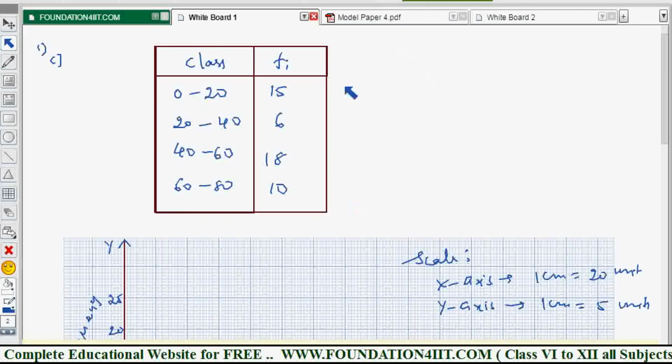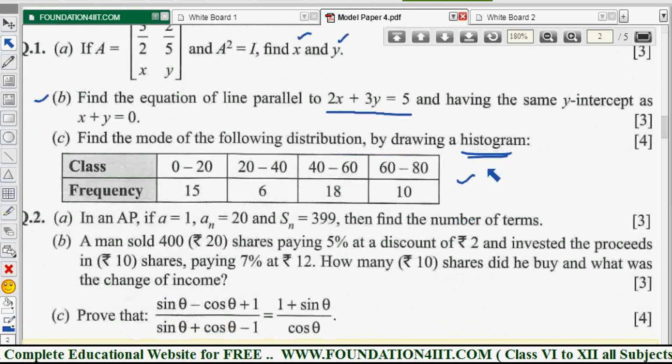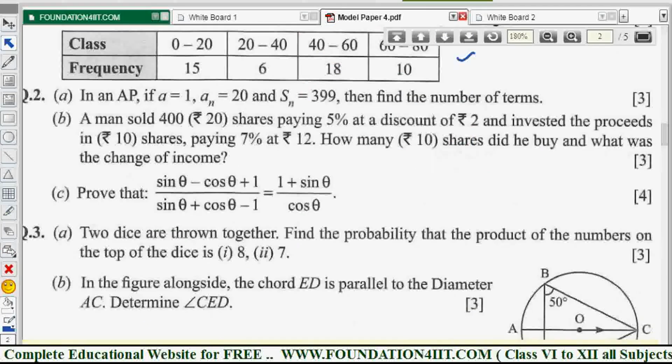Make the table. There is nothing to do on the table because it's already an exclusive case. Nothing to change. Now this is about question number 1. Now let us see question number 2 and solve these problems.